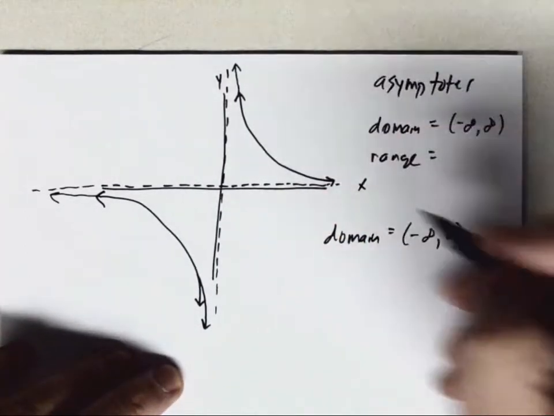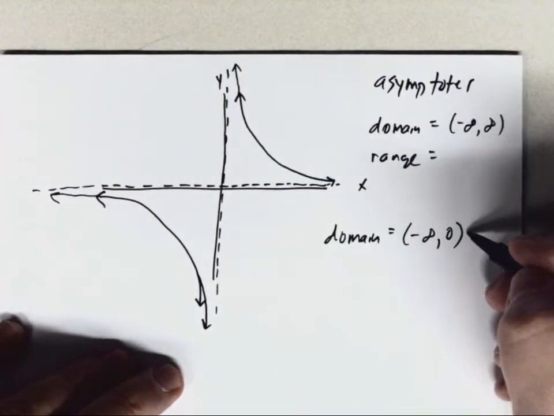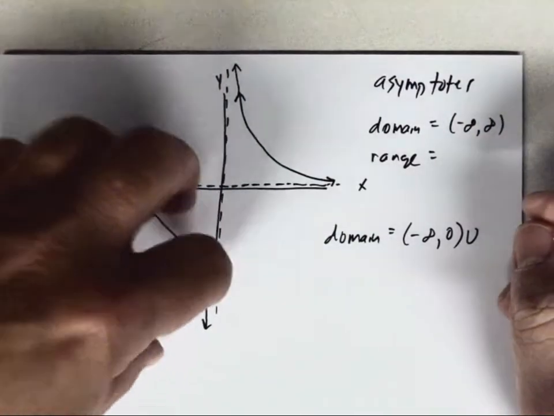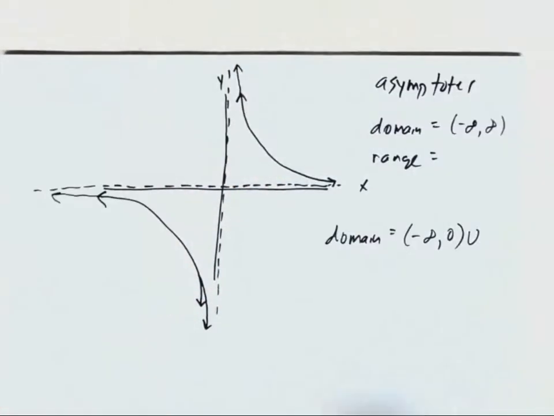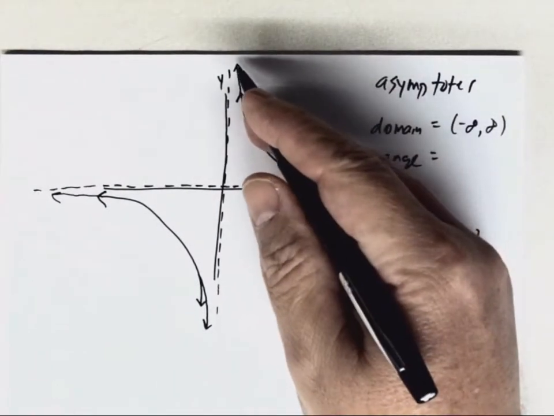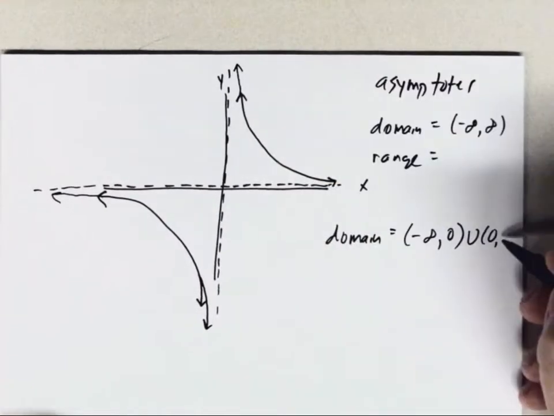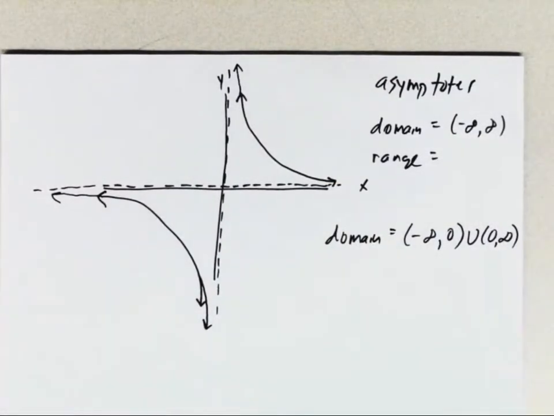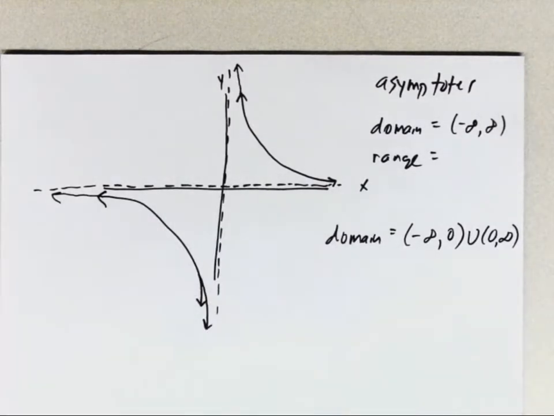But then I have this piece also, and I do a thing called a union, where I basically take this interval and sort of combine them. So this one now starts at 0 and goes to infinity. So this is one way they sometimes like to express this.